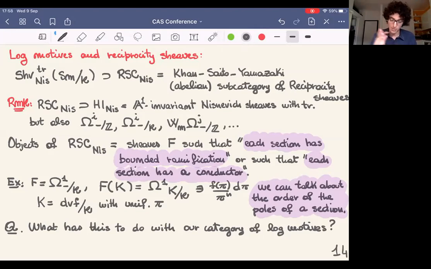This is exactly the kind of thing that you would like to do for reciprocity sheaves: filtering the values that the sheaf F has on things like discrete valuation fields by order of poles. This is an operation that you can do on differentials in a very natural way. So what does this have to do with our category of log motives?